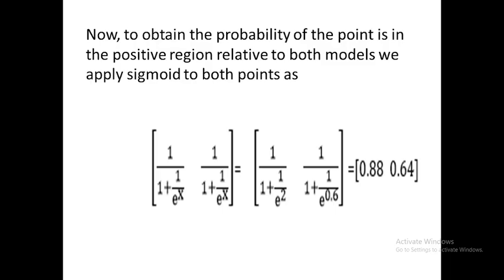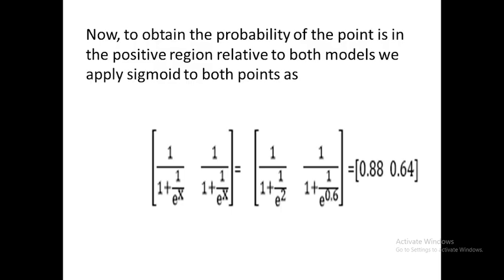To obtain the probability of the point being in the positive region for both the models, we apply the sigmoid to both scores as 1 by 1 plus e power minus x. So in the minus x we need to give it as 1 by x. So 1 divided by 1 plus e power 1 by e power 2, that is for the first score, and then on the other side 1 divided by 1 plus 1 divided by e power 0.6. It is nothing but the sigmoid function, 1 divided by 1 plus e power minus x.